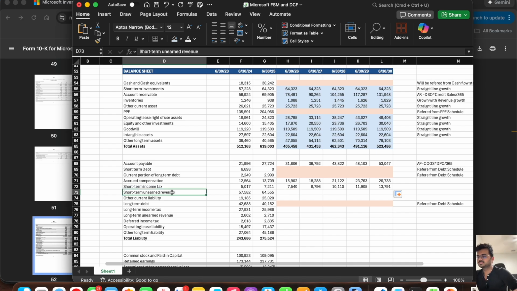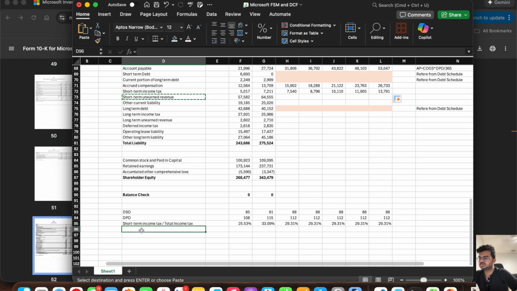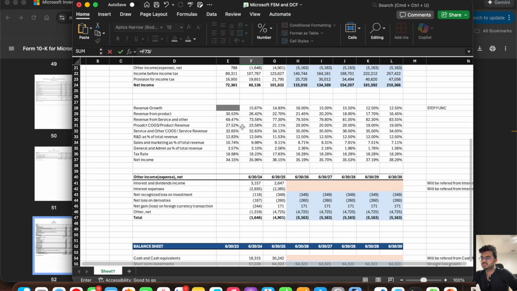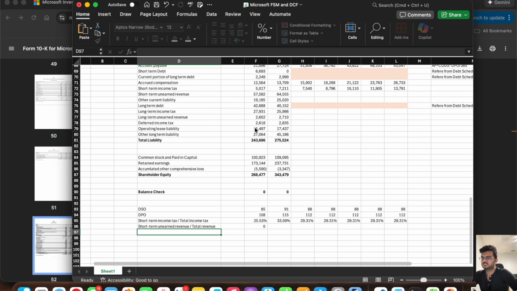So what I would do is calculate what total percentage of revenue is contributed by short-term unearned revenue, then forecast the same for the next 5 years. So then divide it by total revenue and then do this.